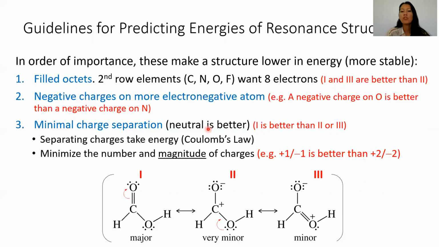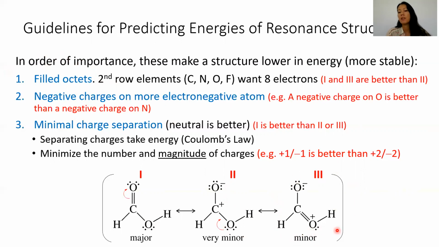The next is neutral is better. You want to minimize charges or minimize the separation by distance of those charges. So look at this. Overall, 1 is neutral. It's better than 2 and 3. But look at 2 versus 3. If I just looked at charges, these are further apart. These are closer, but the bigger, more dominant effect is fulfilling octet. So no matter what, because the center one does not fulfill octet, this is still better.